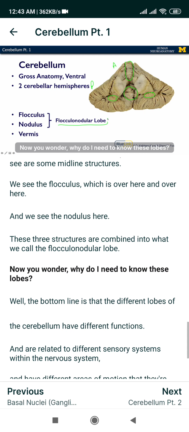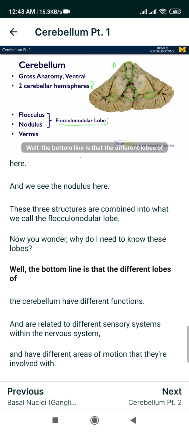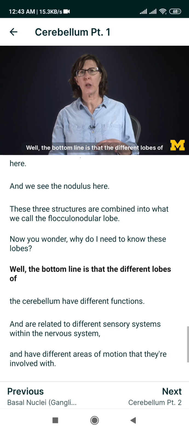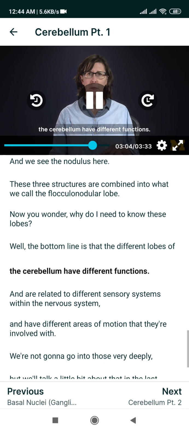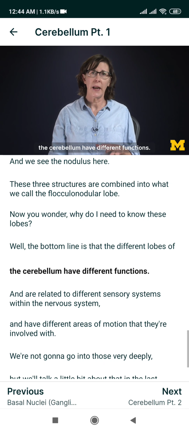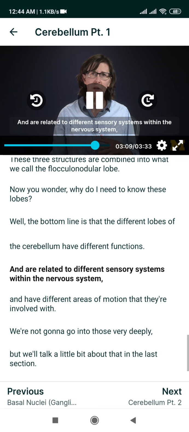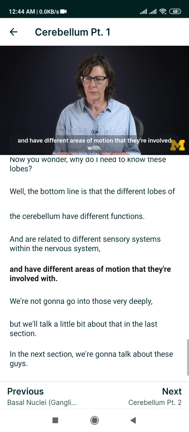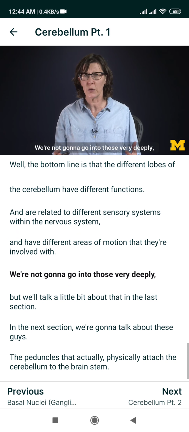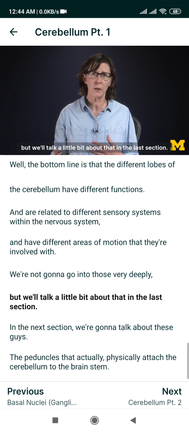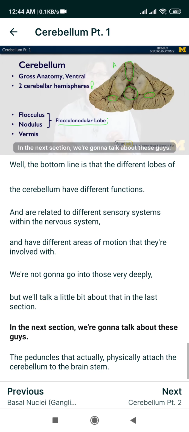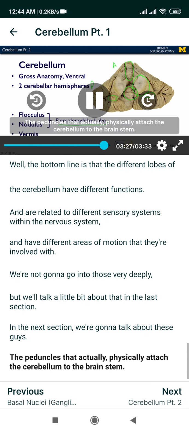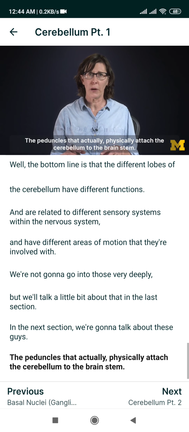Now you wonder, why do I need to know these lobes? Well, the bottom line is that the different lobes of the cerebellum have different functions and are related to different sensory systems within the nervous system, and have different areas of motion that they're involved with. We're not going to go into those very deeply, but we'll talk a little bit about that in the last section. In the next section, we're going to talk about these guys, the peduncles, that actually physically attach the cerebellum to the brainstem.